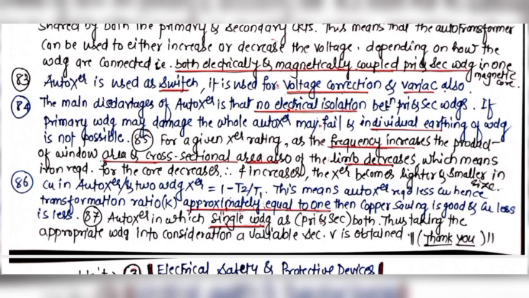Copper in an auto transformer compared to a two winding transformer is equal to 1 minus T2 upon T1. This means the auto transformer requires less copper, hence the transformation ratio K is approximately equal to 1. Then copper saving is good and copper loss is less. In an auto transformer, a single winding serves as both primary and secondary. Thus, taking the appropriate winding into consideration, a variable secondary voltage is obtained.